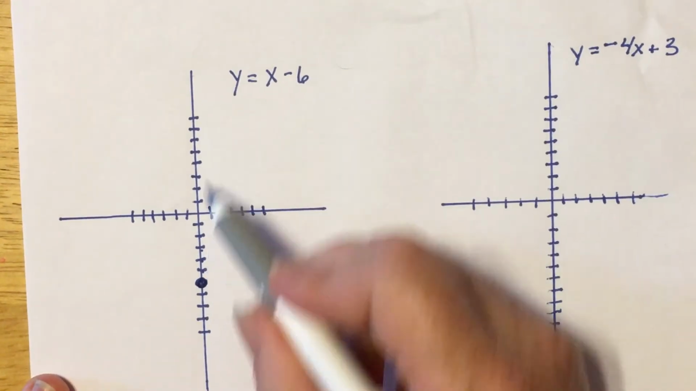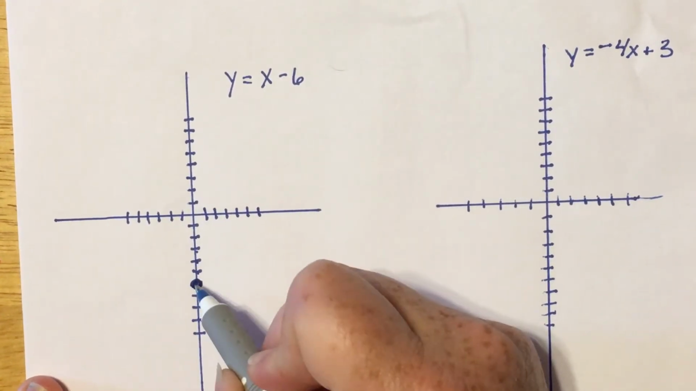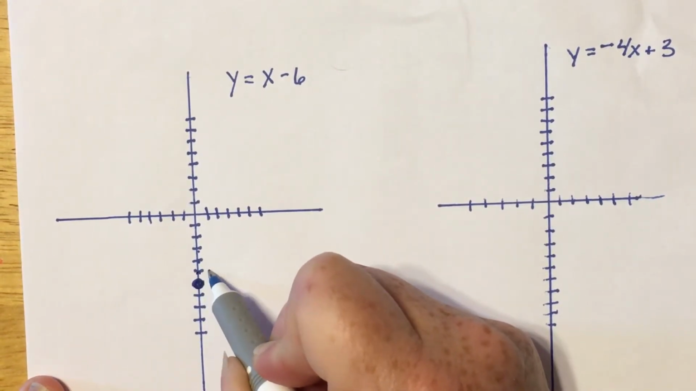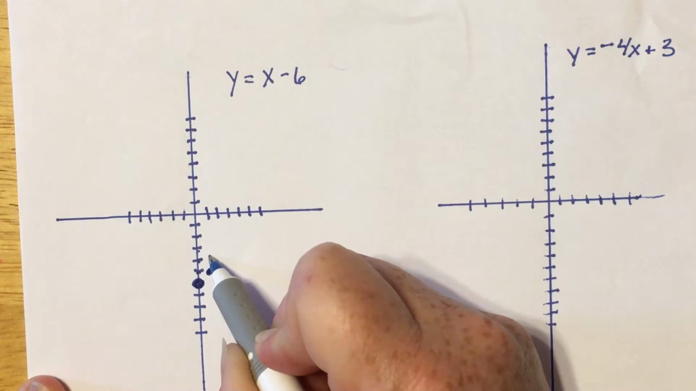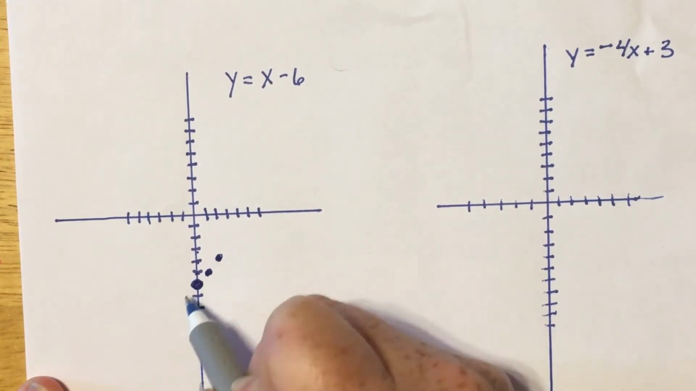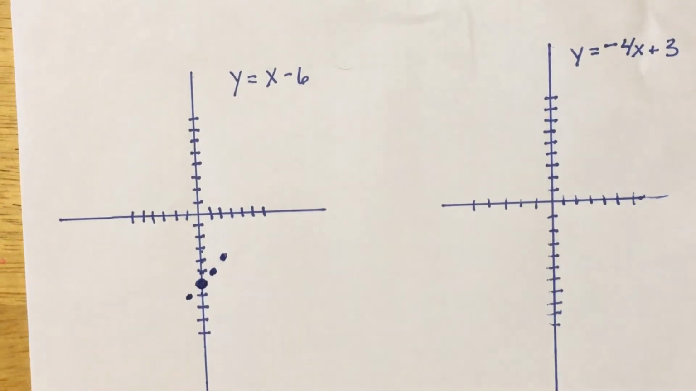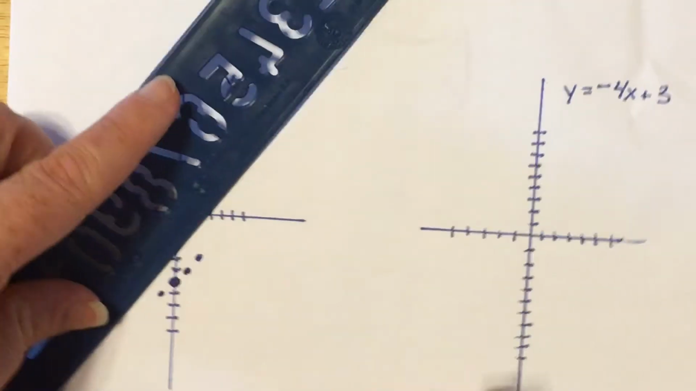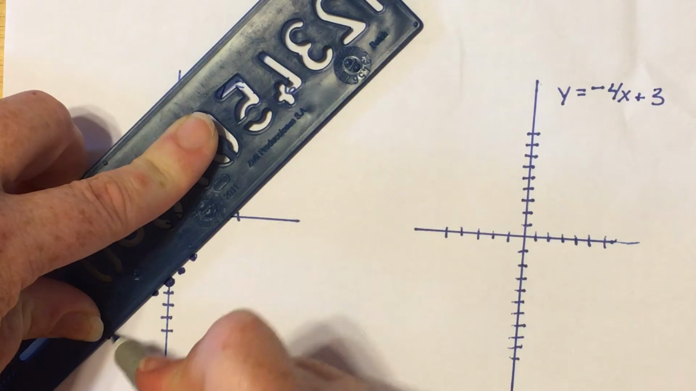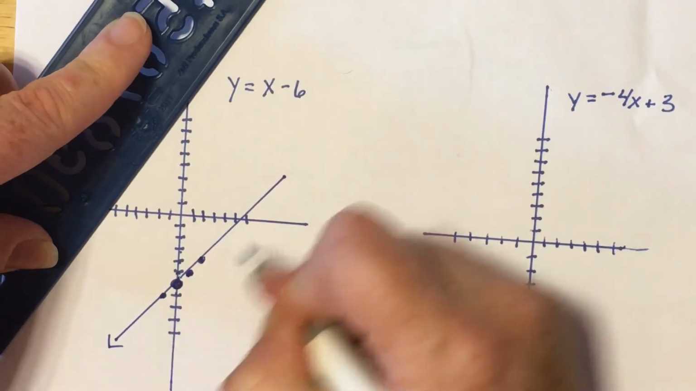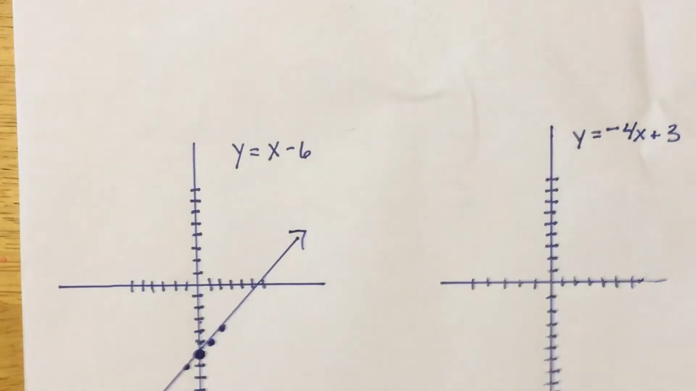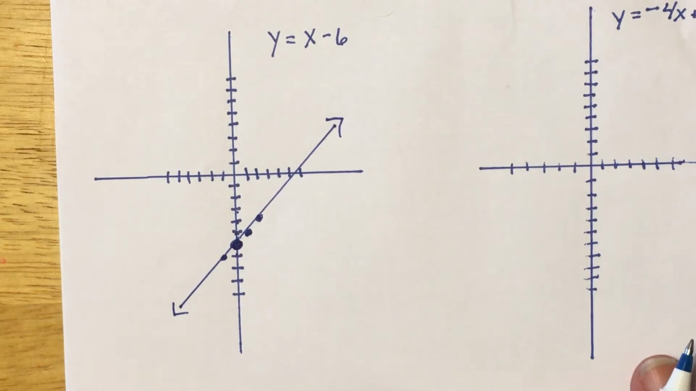Remember, the y-axis is the vertical one. And then we're going to go up 1, right 1. Up 1, right 1. And you could even go the opposite way, down 1, left 1. And again, we want to put these as a guide to go through. This line goes much farther than just those points that we listed.